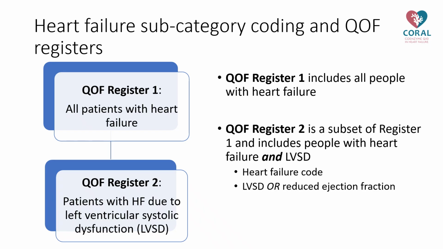To be included in Register 2, people need to have a code for heart failure and an additional code for LVSD. There is a list of approved codes for LVSD in QOF. These include codes for left ventricular systolic dysfunction and also for reduced ejection fraction, both of which are consistent with LVSD. In a later slide, we suggest specific LVSD codes to be used for step 2 of the database searches.